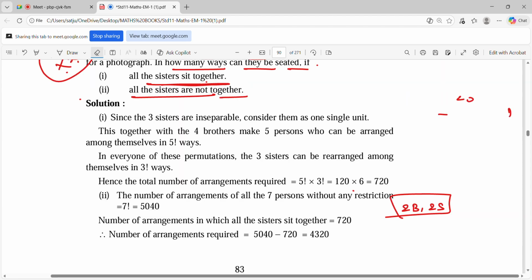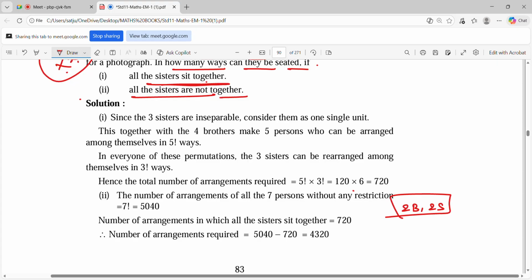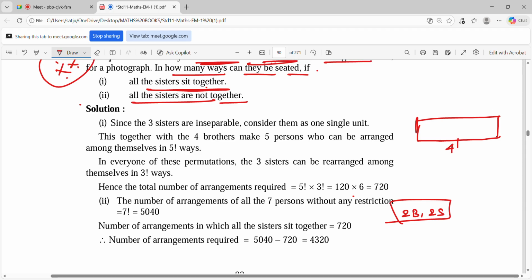2 brothers and 2 sisters. Not sitting together means what you need to do? First step, you have to find the total arrangement. Simple. 4 people can be arranged in 4 factorial ways, which is 24.